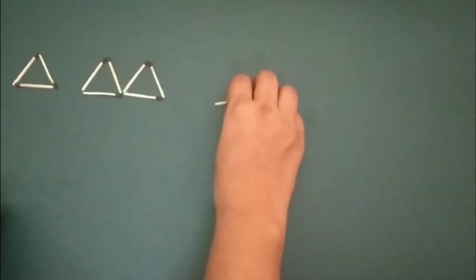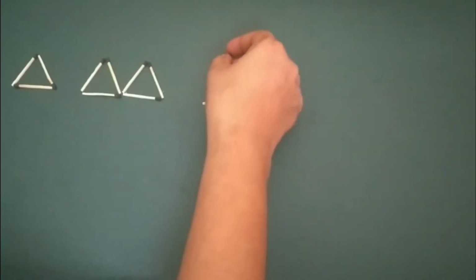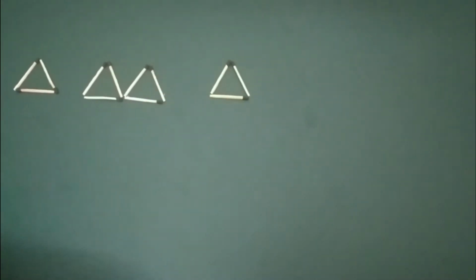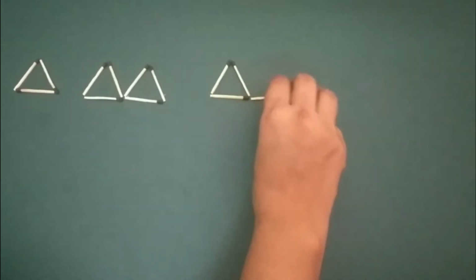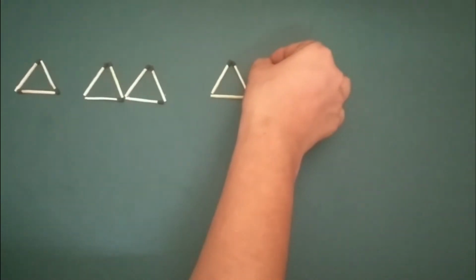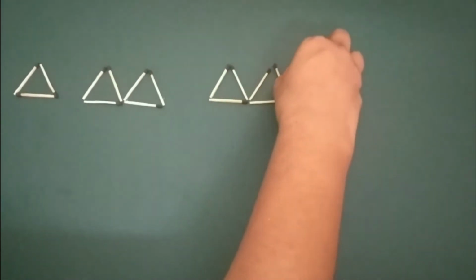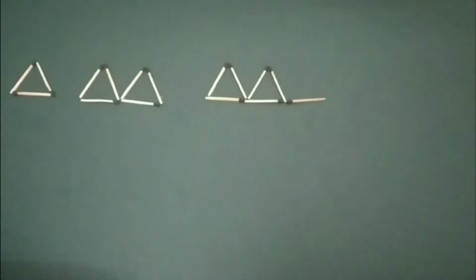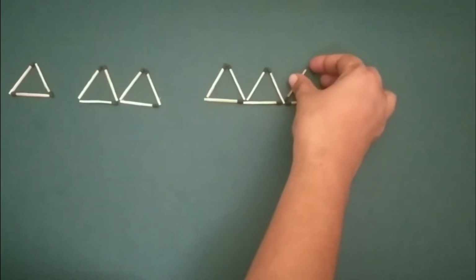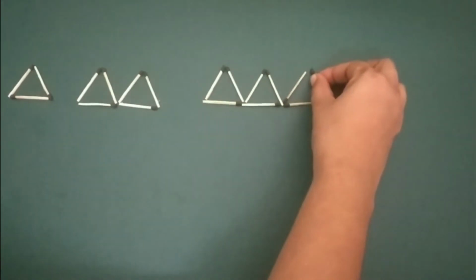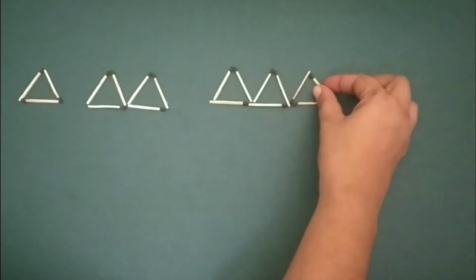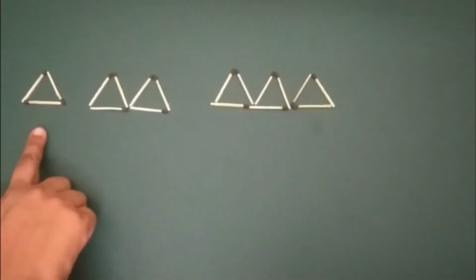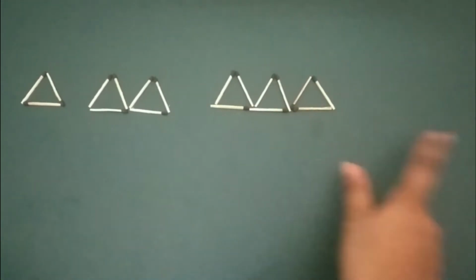Now I am going to make three triangles together. See how? One is ready. Now the second one. Second one also ready. And now the third one. Three triangles together. We can continue the same. If you want, you can do the fourth triangle and fifth triangle also. So it's like a pattern: one triangle, two triangles, three triangles and so on.